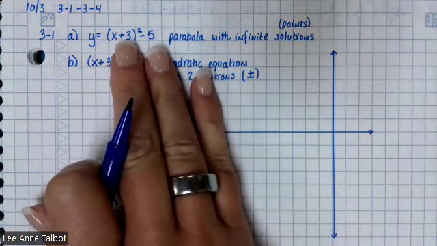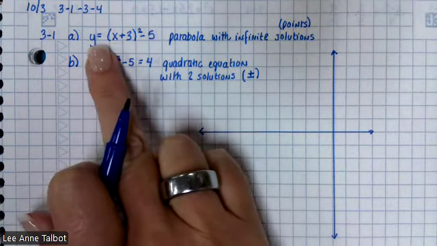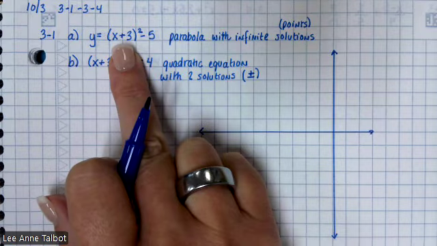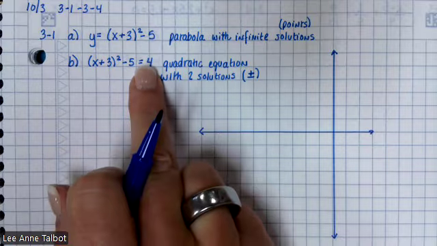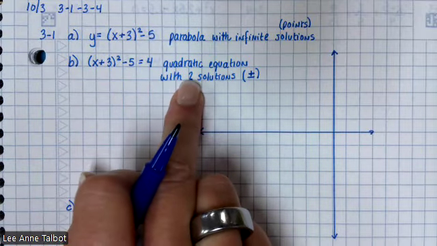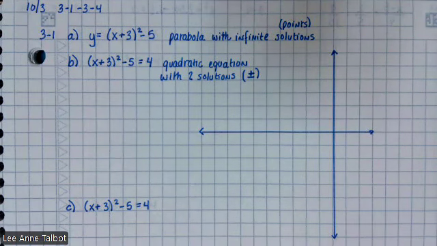So this is a parabola because it equals y, has infinite points on it. It means it has infinite solutions. Now that we've equaled it to a number, it has two solutions because when you square root both sides, there's a plus or minus.